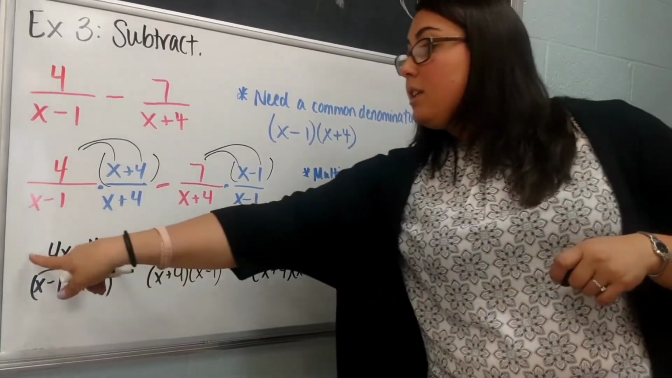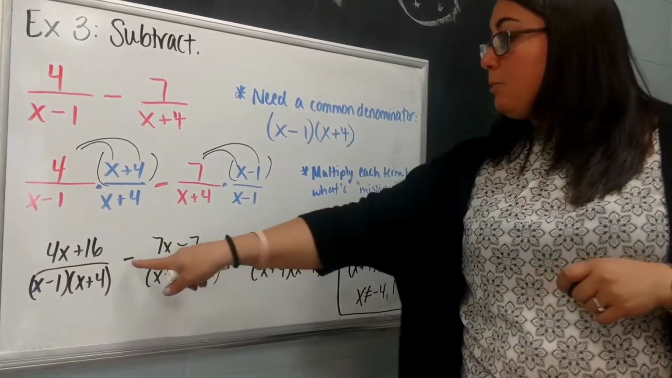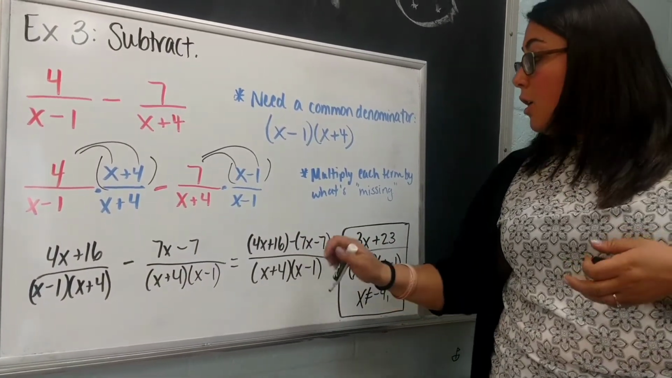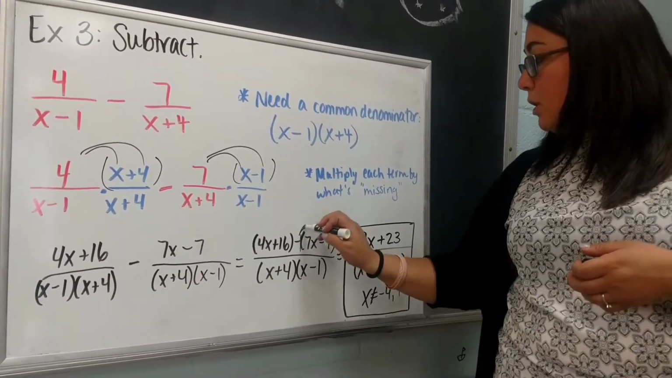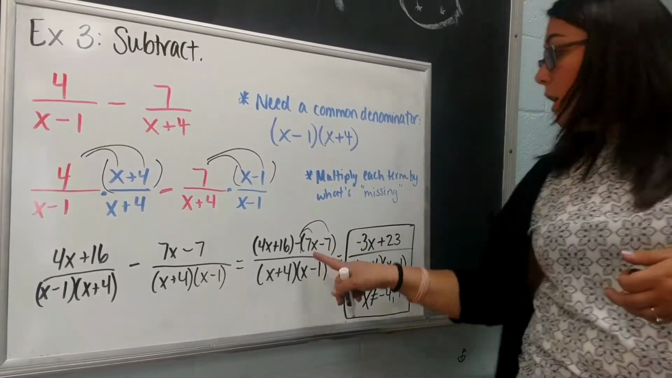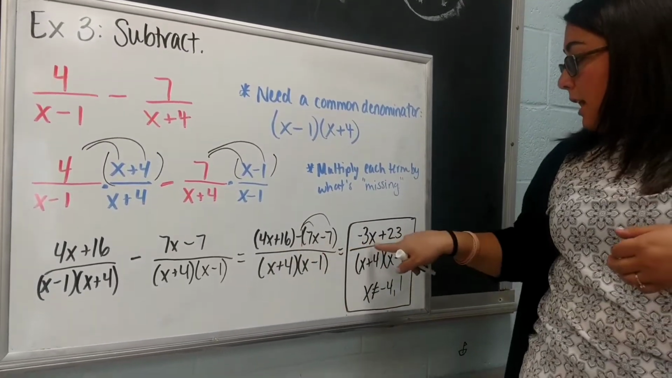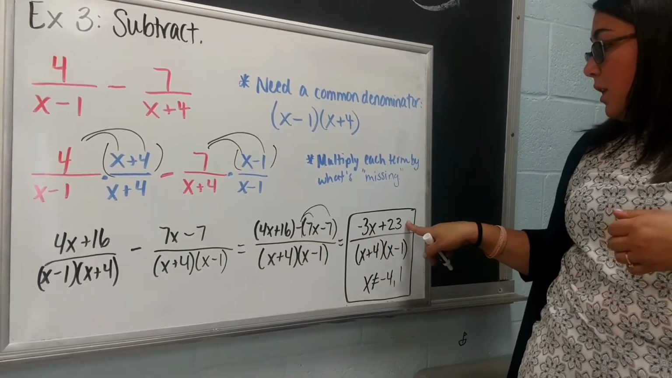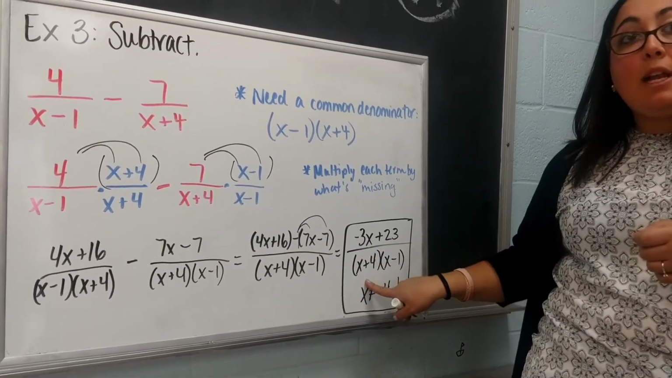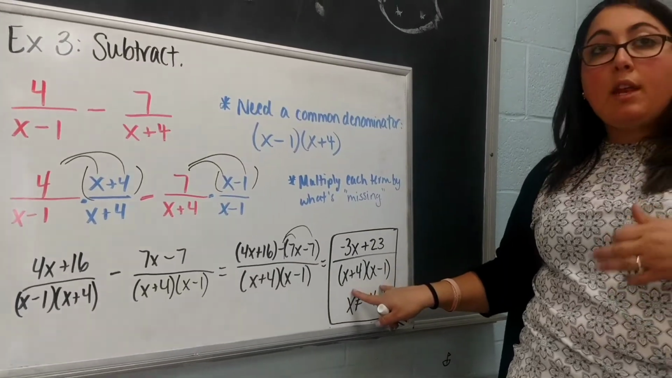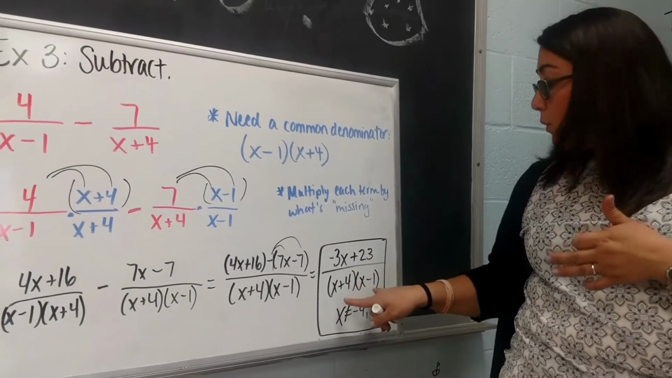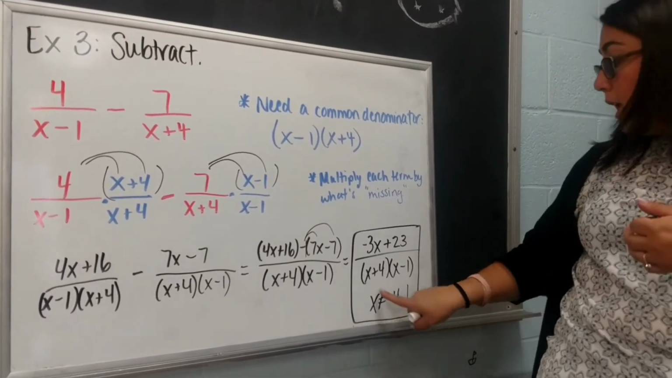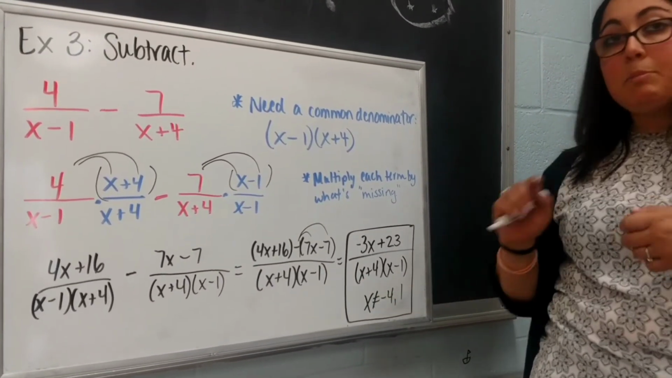So then you take this first term, and I'm subtracting my second term now that I have a common denominator. Don't forget, though, that you have to distribute this negative 1 whenever you have a negative. 4x minus 7x is a negative 3x, and 16 minus a negative 7 is a positive 23 over that common denominator. Again, you don't need to FOIL that out. You can leave it in factored form, but make sure that you also include your restrictions of the values that you can't use. So we can't use negative 4, and we can't use positive 1.